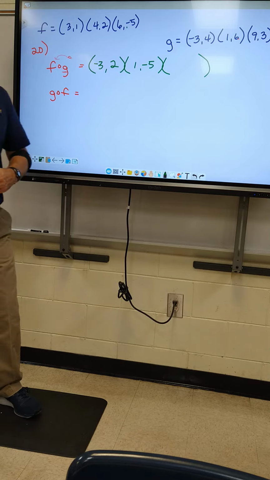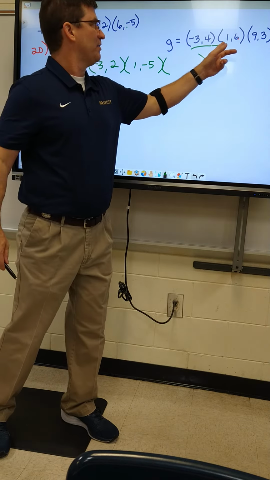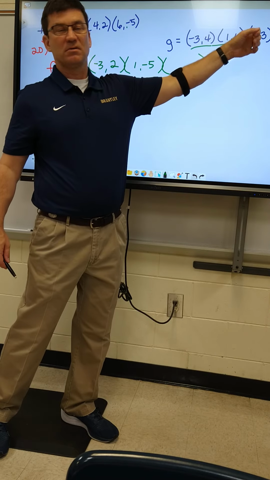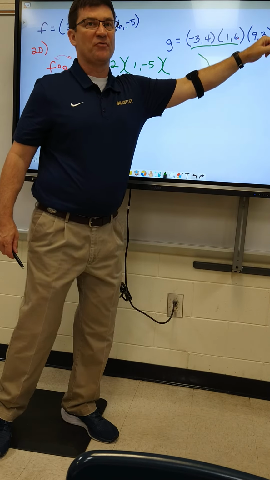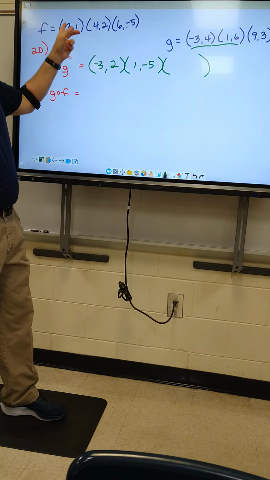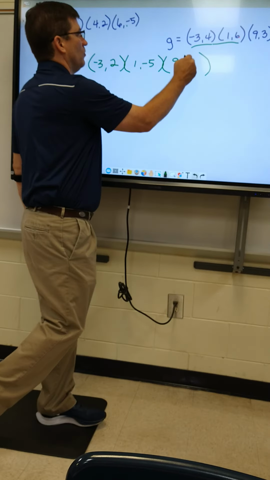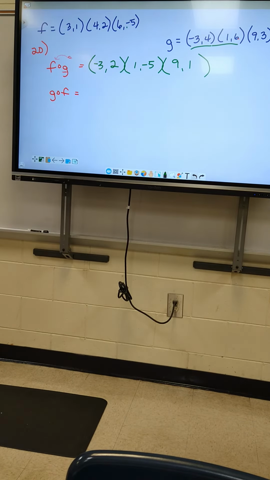All right, so now we've done this one and this one. Go to the last one. 9's paired up with 3. What's 3 paired up with? 1. So I write 9 and 1. So when it doesn't have a number, you got to do all of them.